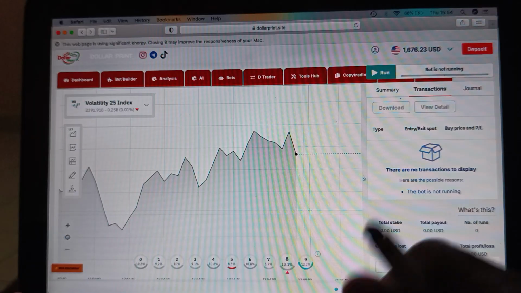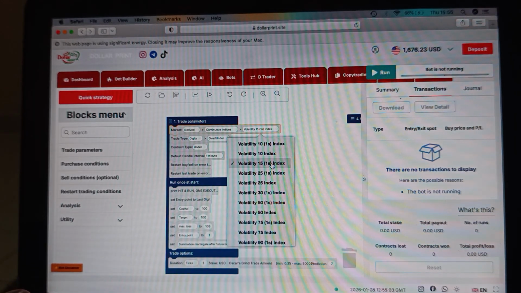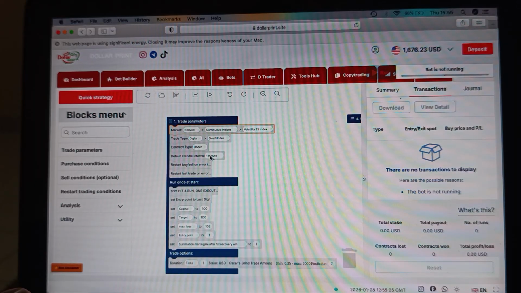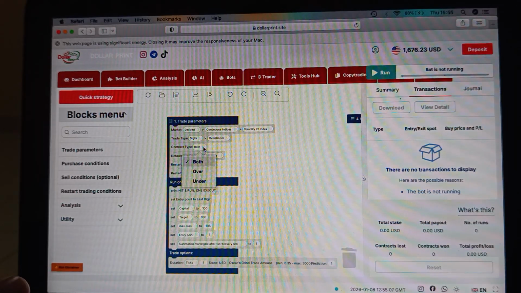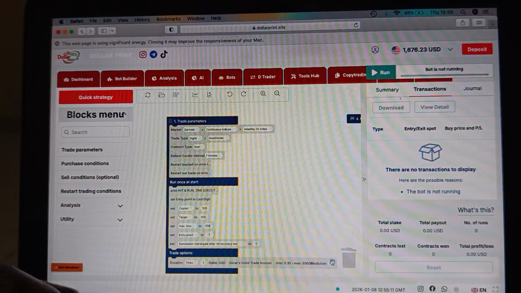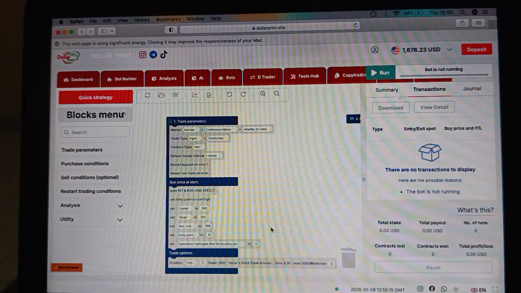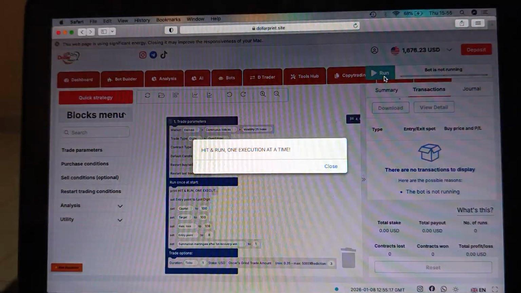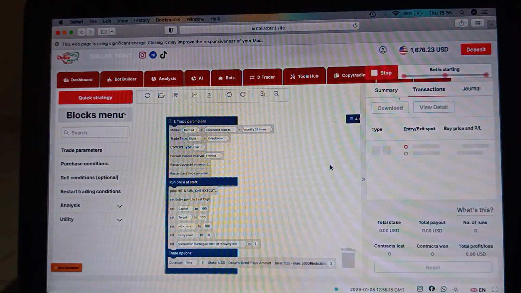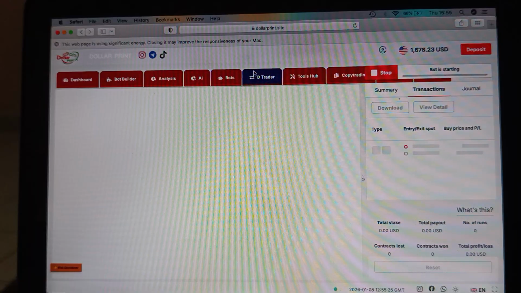Just touch digit 8, there it is. Volatility 25, the bot builder, very fast, volatility 25 plain index. We are doing over 3, entry point is digit 8, as simple as that, guys. So let's wait and see, then come back to the trader to check the confirmation of the percentage.